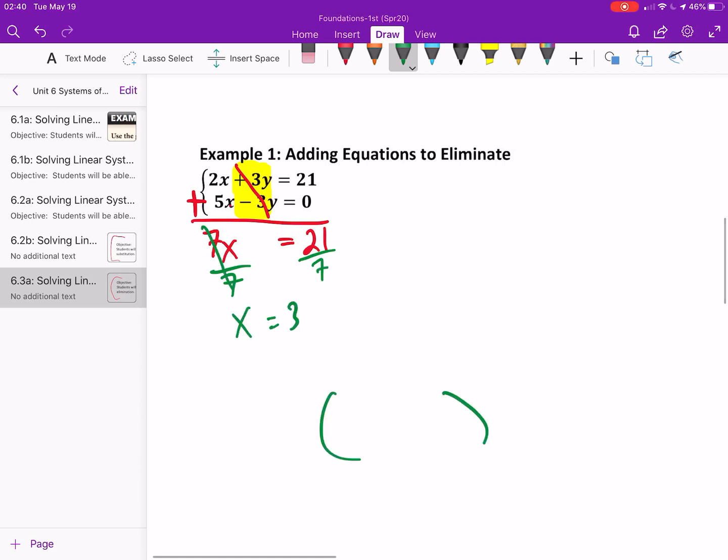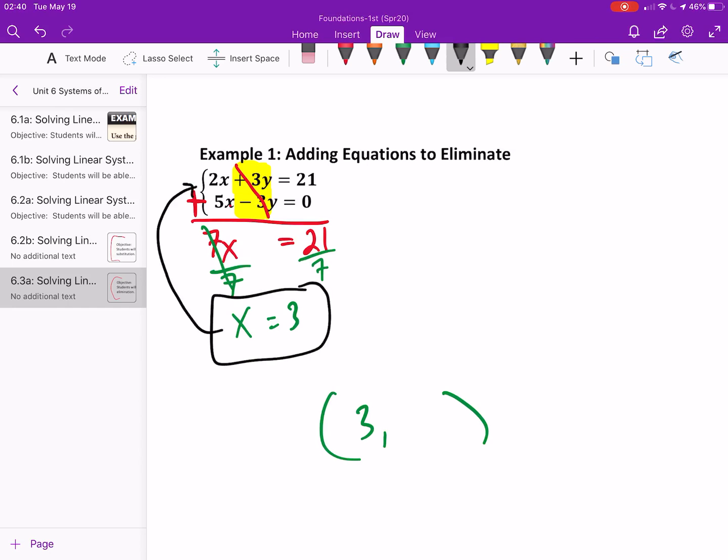And so in my ordered pair for the solution, I'm going to have 3 comma something, because the x was equal to 3. Now I'm going to take this piece of information and substitute back into one of the original equations. It could be the first or it could be the second. It doesn't matter which one we choose. What matters is finding the other variable. And so what we're going to get is 2 times the 3 plus 3y is equal to 21. Now, if you want to substitute in the second equation, you are more than welcome to, and you will get the same value for y in the end. 2 times 3 is 6. Plus 3y equals 21.